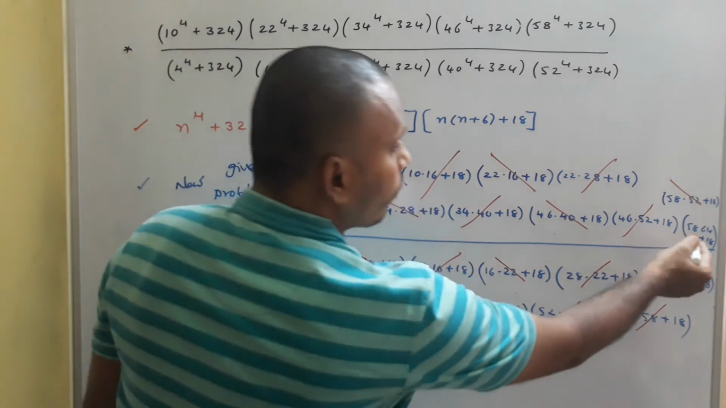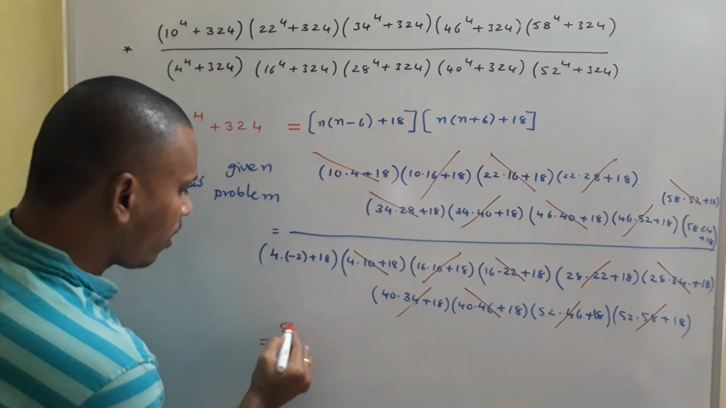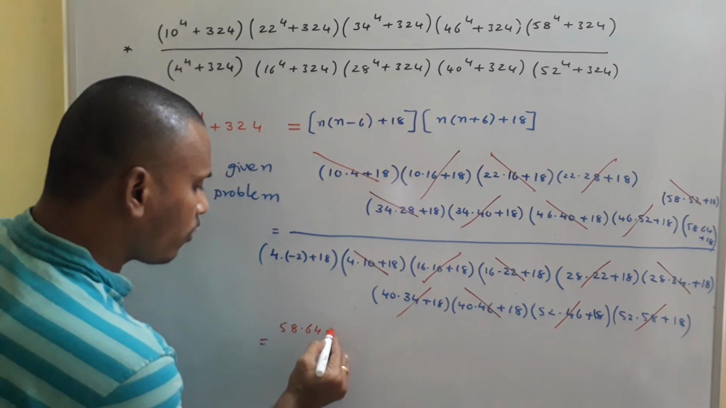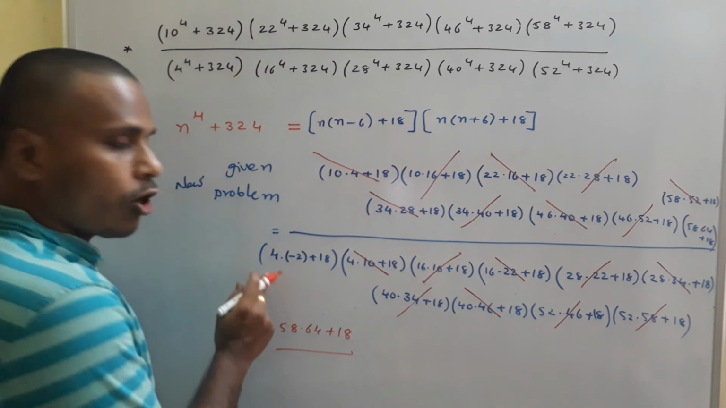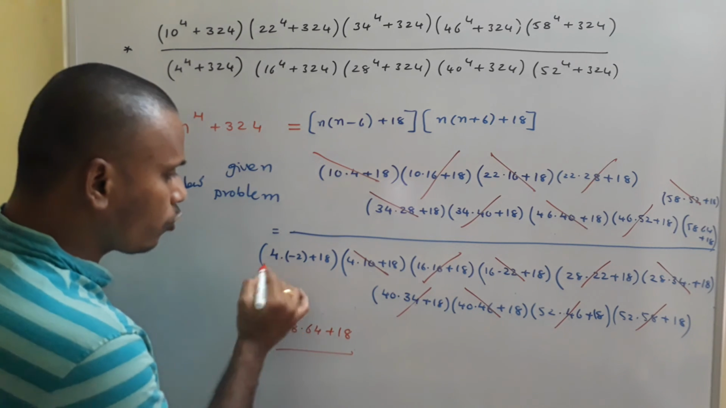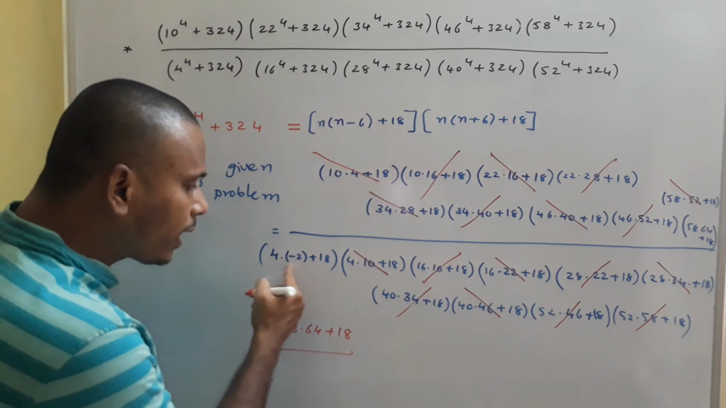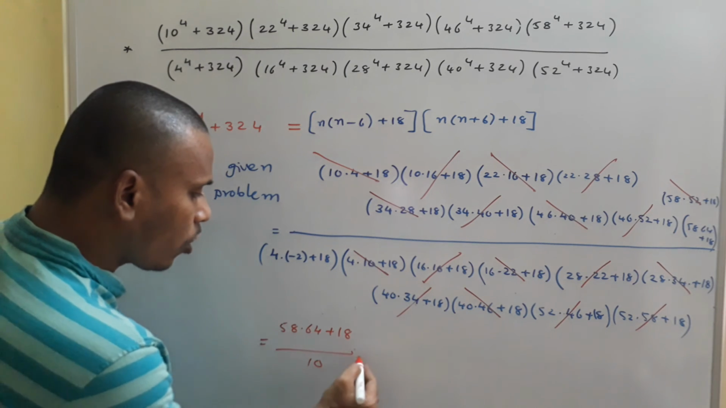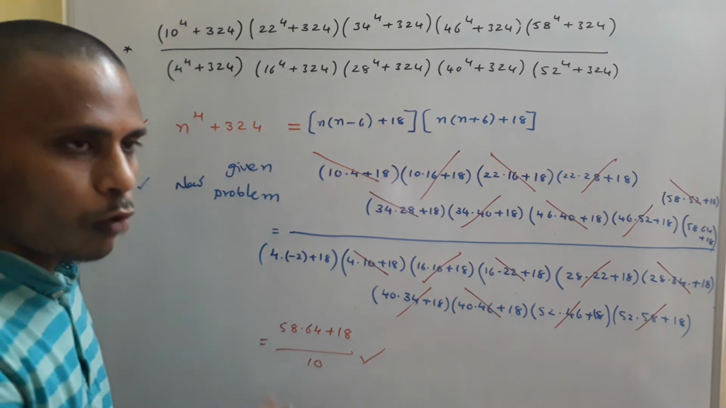From the numerator you are left with 58 into 64 plus 18. And from the denominator you are left with 4 into minus 2 is minus 8, minus 8 plus 18 is 10. So this is your final answer for this problem.